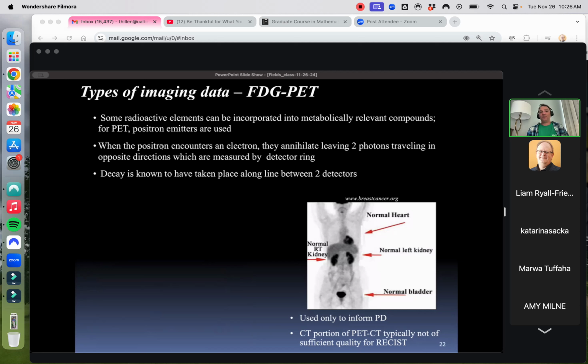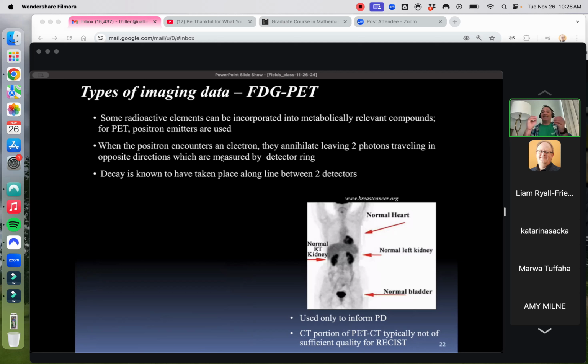So for PET, we use positron emitters. These are radionuclides that don't have a good balance of neutrons to protons in their nucleus, and so a proton will be swapped out. It will decay and give off a positron and an anti-electron and an anti-neutrino, but that doesn't matter for us. We can't detect them anyway. So the positron is emitted.